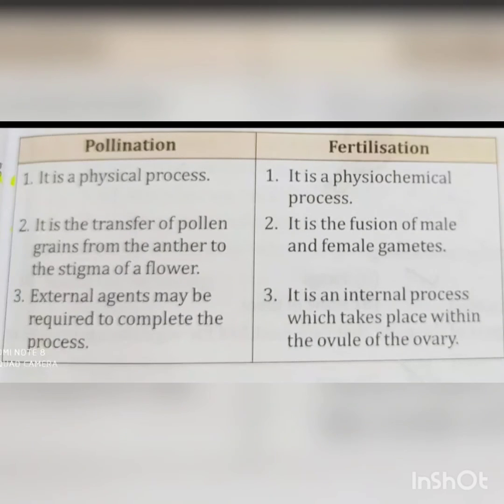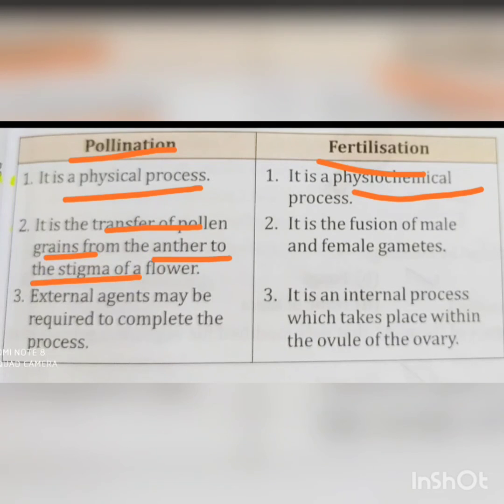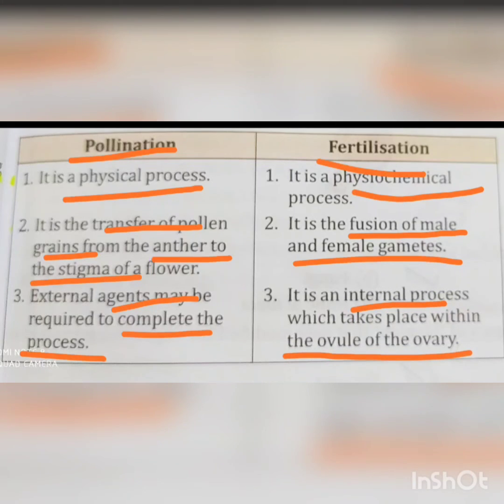The differences between pollination and fertilization. Pollination is a physical process, while fertilization is a physiochemical process. Pollination is the transfer of pollen grains from anther to the stigma of a flower. Fertilization is fusion of male and female gametes. In pollination, external agents may be required to complete the process. Fertilization is an internal process which takes place within the ovule of the ovary.